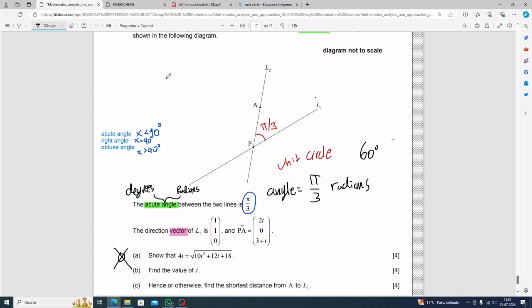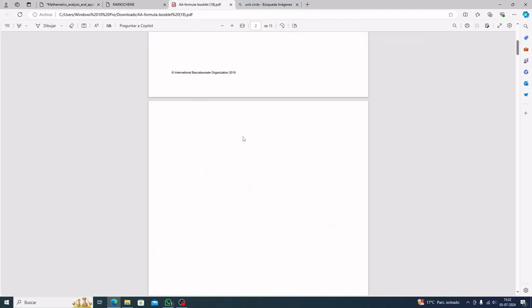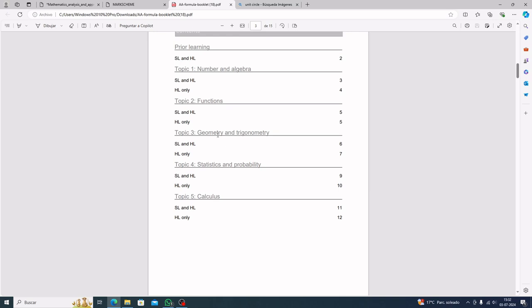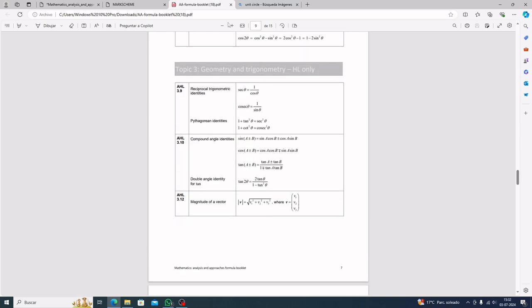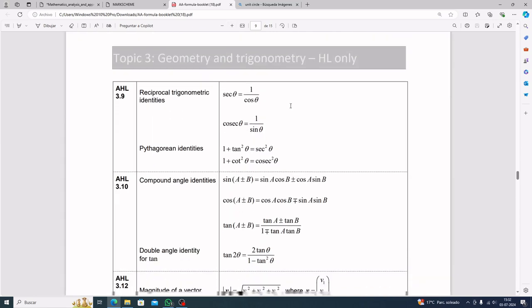The formula booklet is huge once you can identify, even vaguely, that you know you have a formula for that, and that the angle they're giving you is actually relevant for formulas. That's the kind of thing we want to be able to do. So once you do that, you scroll all the way down to geometry and trigonometry. We go to page 7, and now we're getting somewhere.